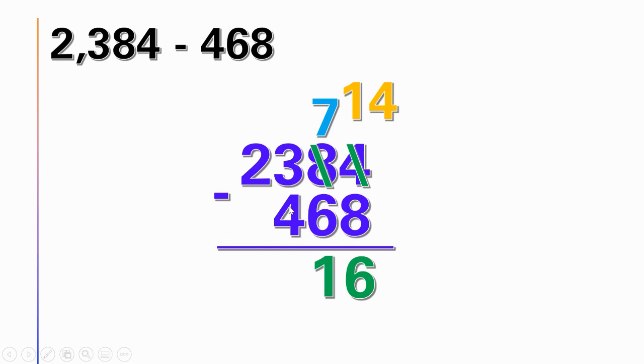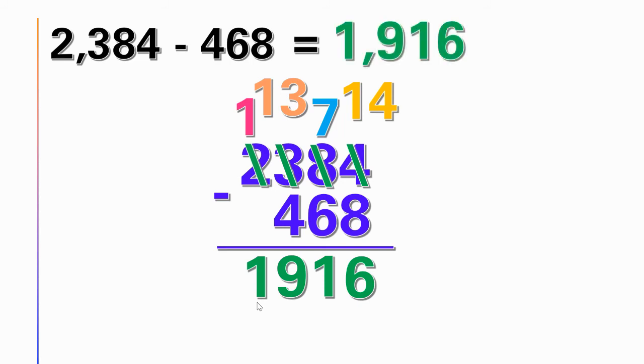We have 3 hundreds, but we need to take away 4 hundreds. We don't have enough hundreds here, so we're going to rename 1 thousand as 10 hundreds. So we now have 1 thousand left. 1 thousand equals 10 hundreds, so we're going to add 10 hundreds to the 3 hundreds we already have, which is 13 hundreds. 13 hundreds minus 4 hundreds is 9 hundreds. 1 thousand minus nothing, or 0 thousands, is 1 thousand. So 2,384 minus 468 is 1,916.